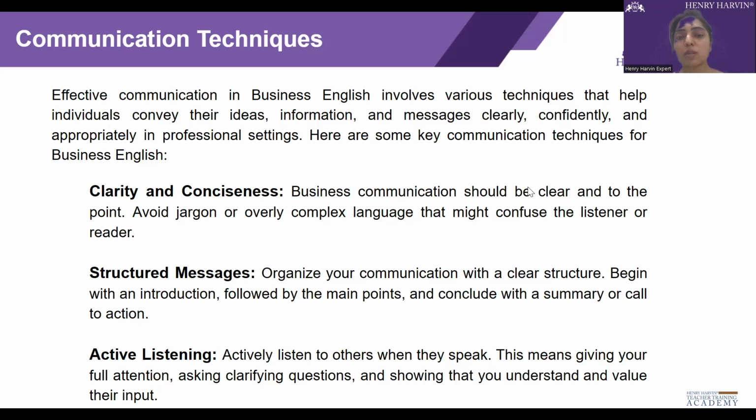Okay, structured message. Your messages, whatever you're going to deliver in the class, just make them structured in the sense that let them know about the introduction of the class, as in what's going to be today's agenda, and then the main points that we are going to discuss. Specifically, they need to know what are you going to deliver on daily basis. Okay, and at the end you can conclude it all when you are ending the class.